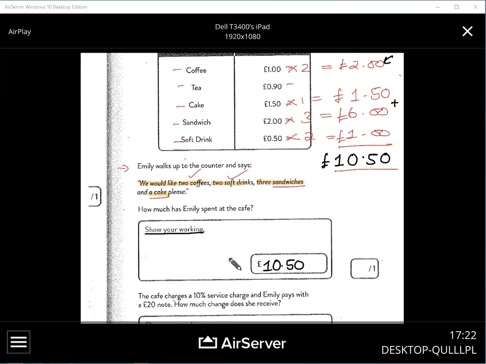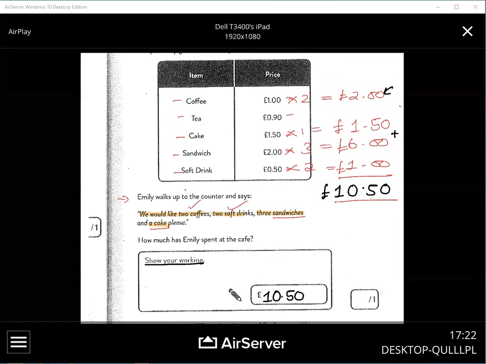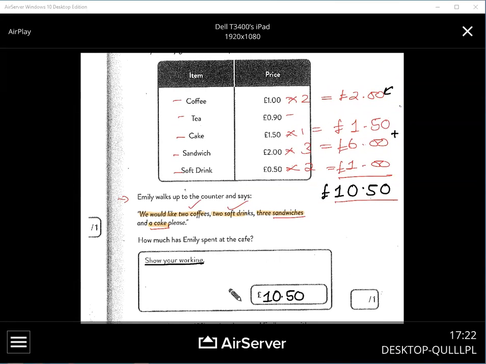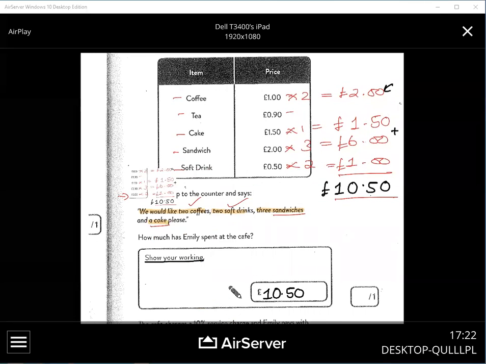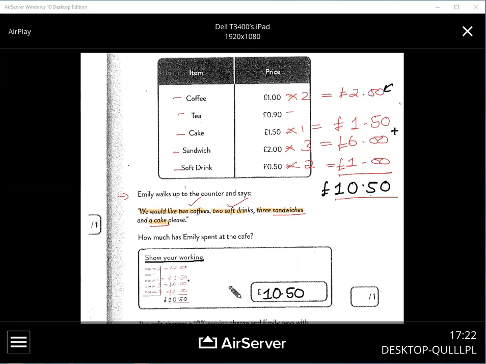Make sure you show your working. So what I'm going to do, I'm going to cheat a bit because I can. I'm going to copy it, I'm going to paste it, and I'm going to make it nice and small. There you go. I've got my calculations all in there now.